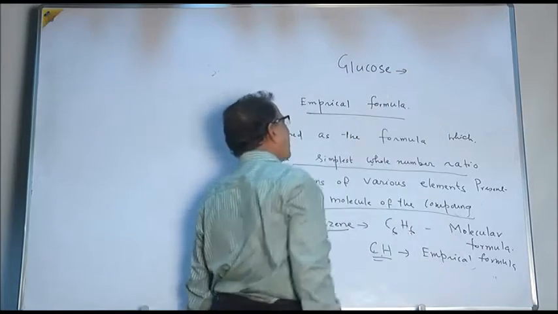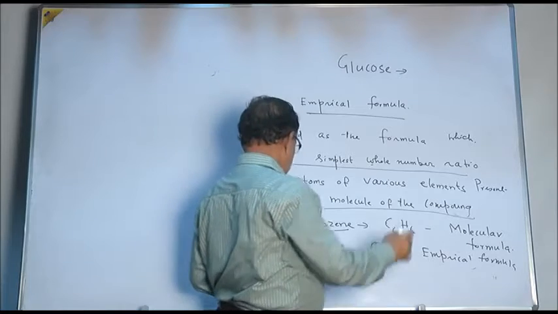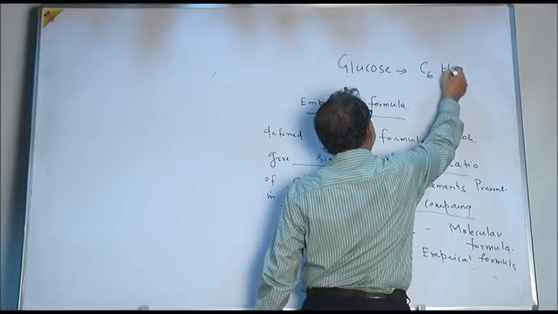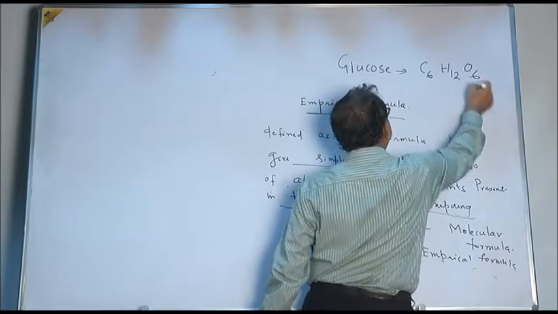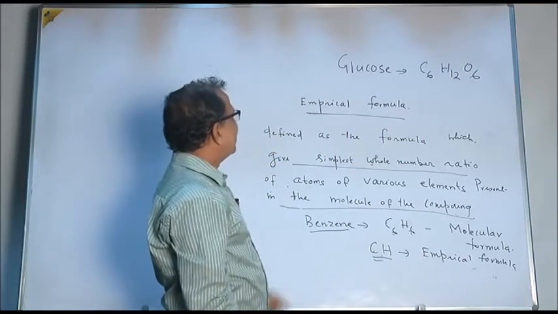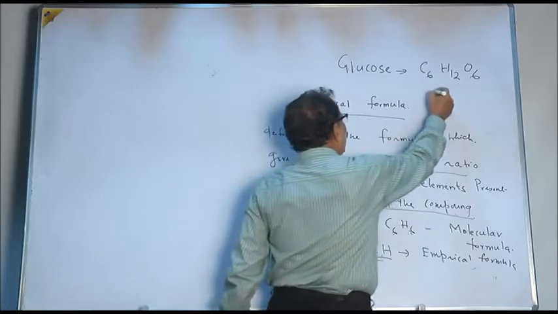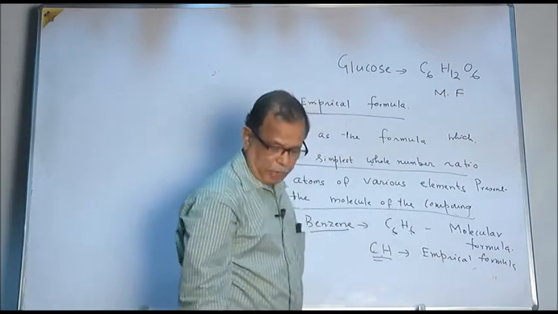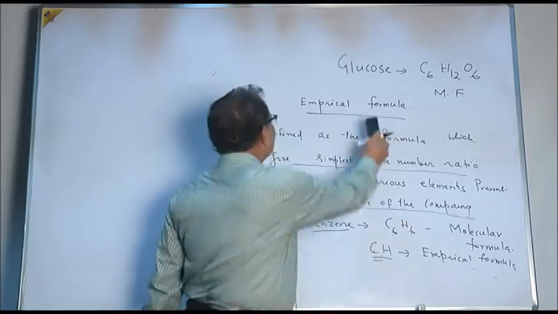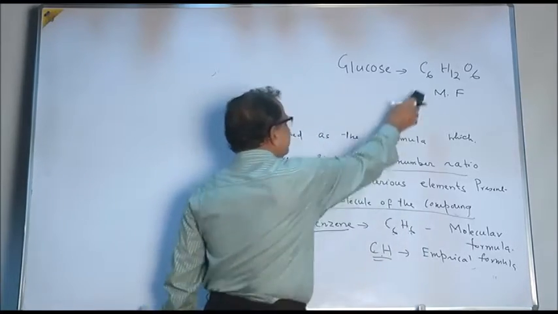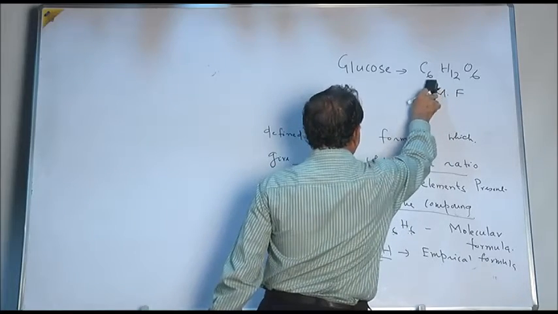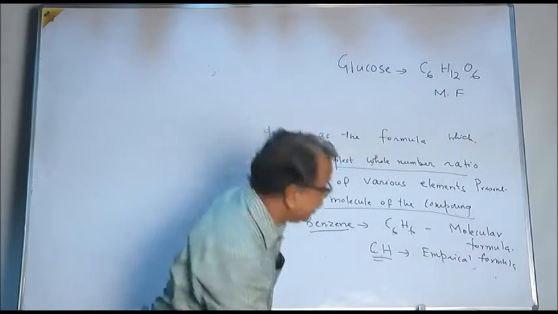You know, the molecular formula of glucose is C6H12O6. Now look at this, it is the molecular formula, MF. So what will be the empirical formula? The whole number ratio is 6, 12, 6. Which is whole number divisible? 6 by 6 is 1.